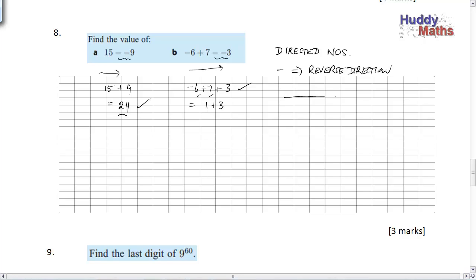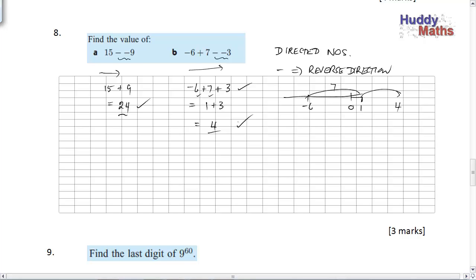Let's just check that. Do you agree? Negative 6 is down here, and we're going to add 7. So we're going to just go past 0 to the value 1. Okay, and then we're going to add 3. So we're going to pop further out on the number line to the number 4. Okay, so 1 for the first line there, and then 1 for that, because there's 2 operations there.